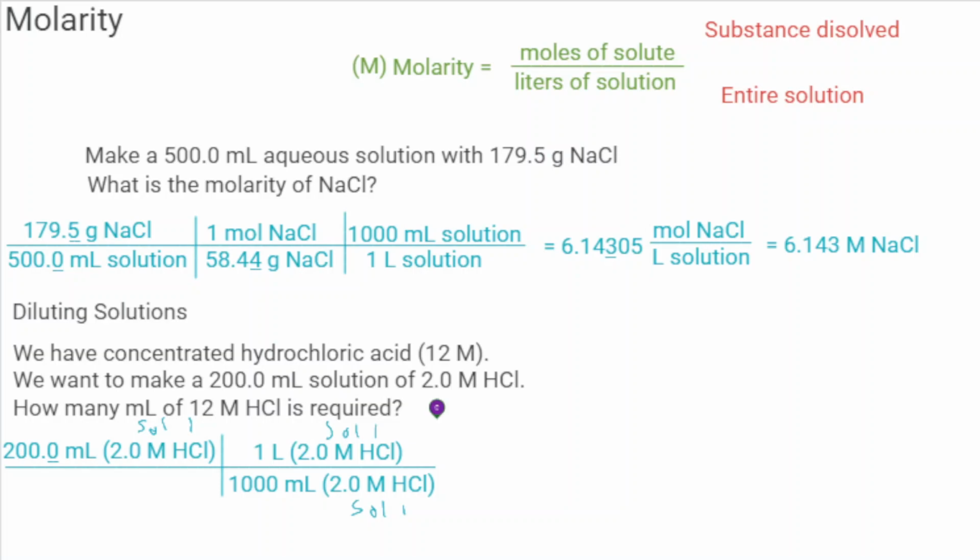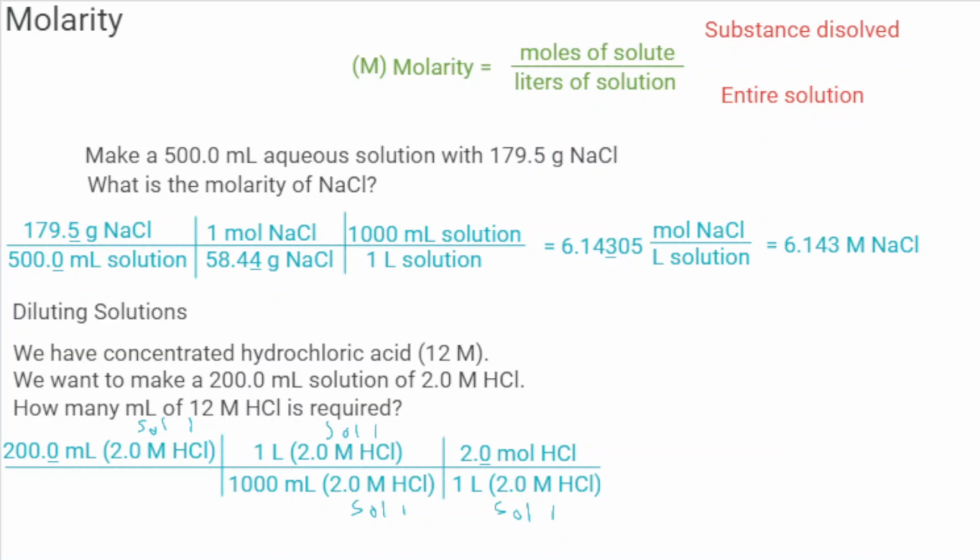Then we can say for every liter of 2 molar hydrochloric acid or solution 1, we will have 2.0 moles of hydrochloric acid. All right, now this 2 moles is coming from the fact that we know our solution 1 is 2.0 moles per liter. So that's essentially the equality we're putting here.